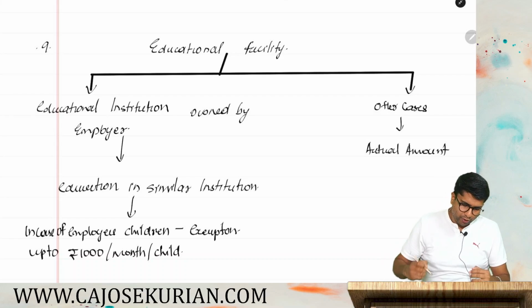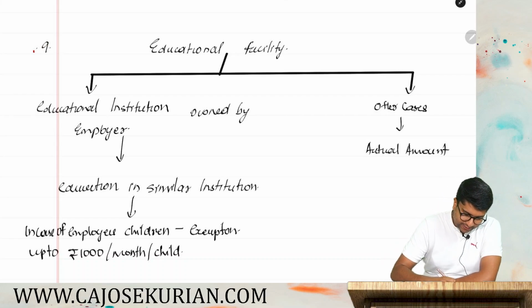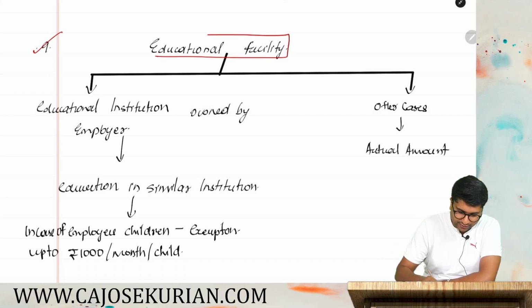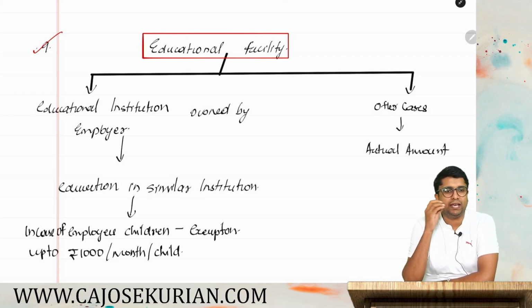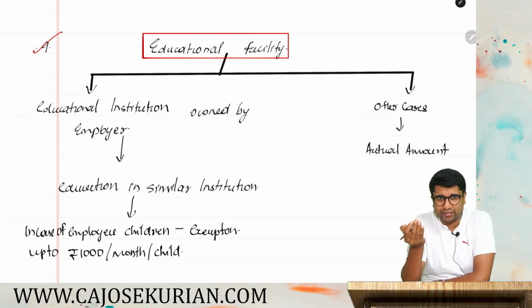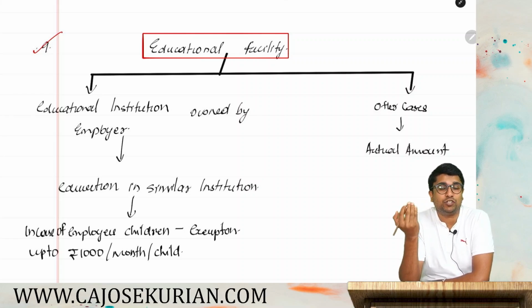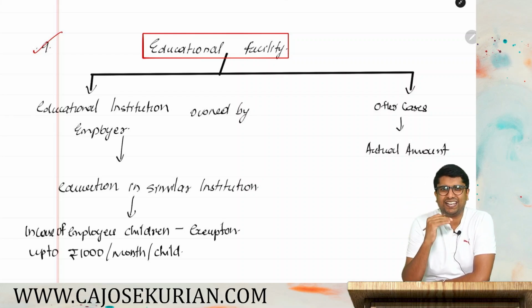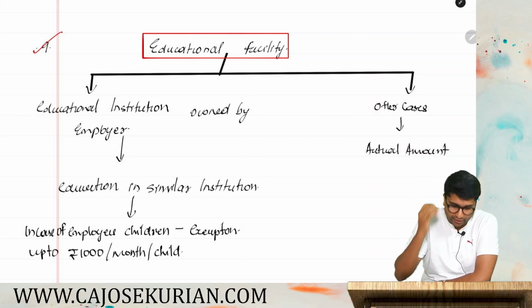Okay friends, so moving on to the next one. Next element is valuation of educational facility. Say for example, if the employer is taking care of the school fees of the employee's children or employee's brothers or employee's little sister, etc., then the employee is getting a benefit because the employee need not spend any penny from his pocket for the educational or other educational activities of their dependents. So in such a case, how do we value the perquisite? That's what we are about to discuss.